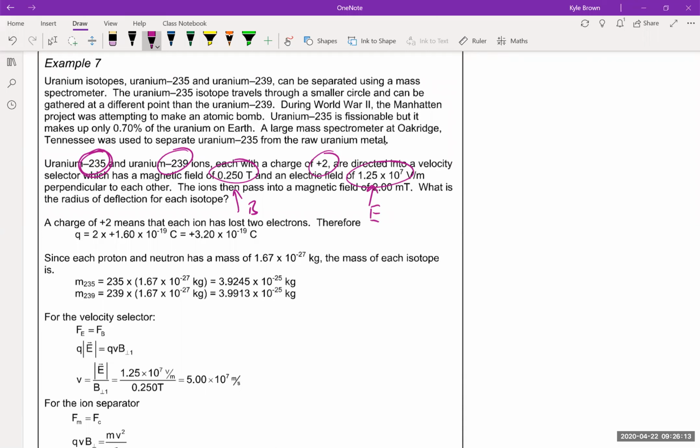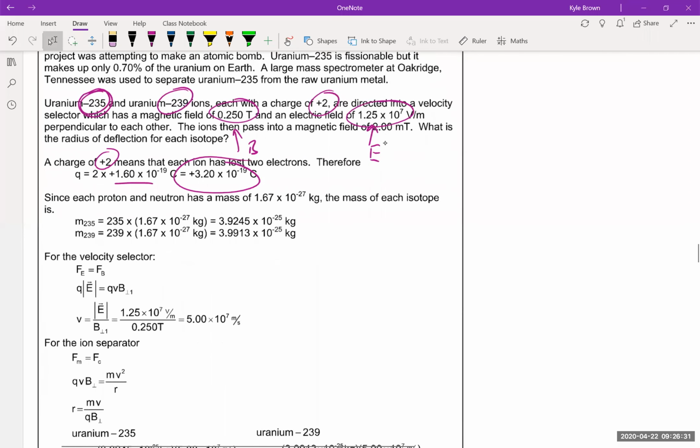And so step number one would be to figure out the charge of this thing. So a charge of +2 means it has 2 extra protons, right? Or it lost 2 electrons, right? So in the end, it'd be 2 times 1.6 times 10 to the negative 19 coulombs. So that number, 3.2 times 10 to the negative 19.